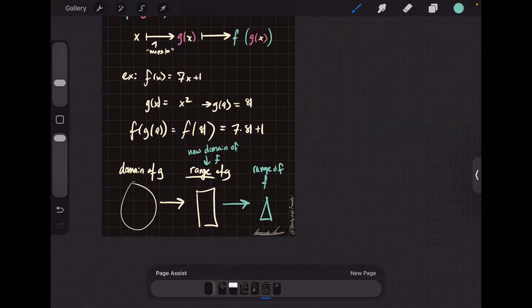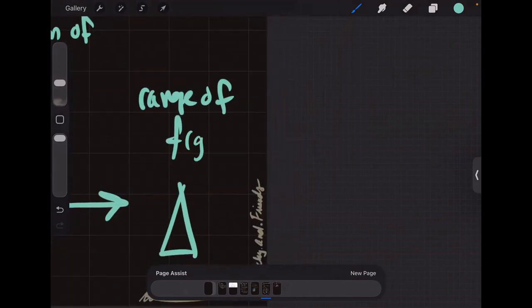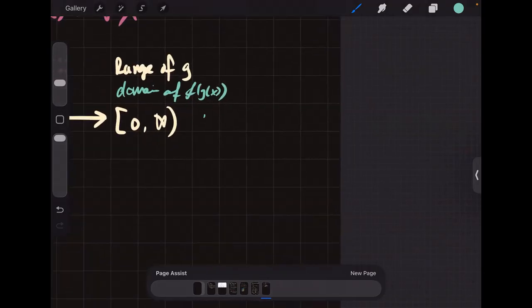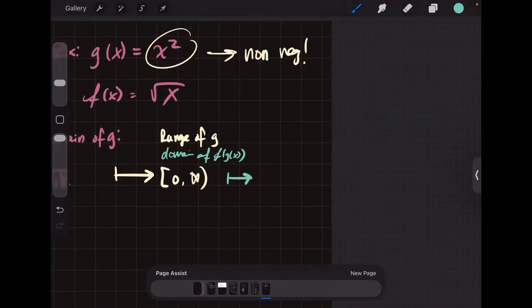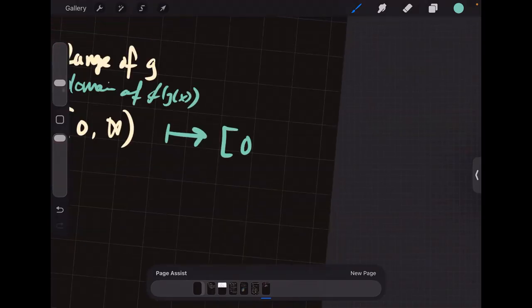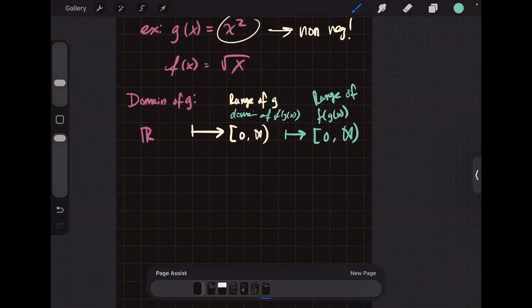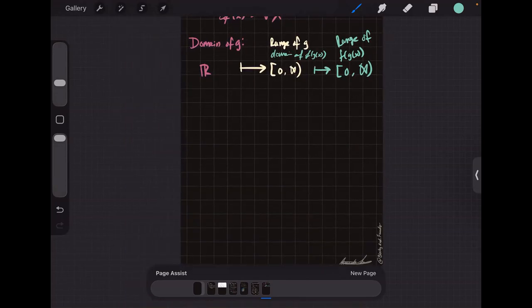Of f of g. And then you're going to take this and you're going to shoot it over to, luckily, 0 to infinity. Range of f of g of x, right? And that's fine. That's cool, right? That's kind of cute. It's kind of cute, right? Until it's not. When is it not cute?